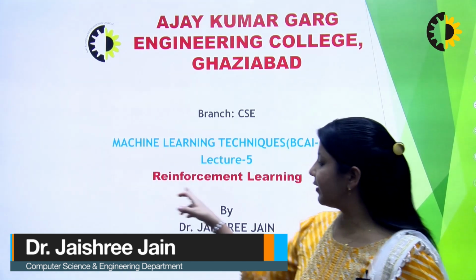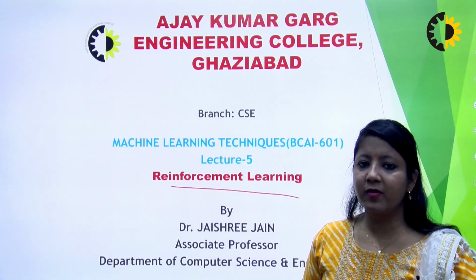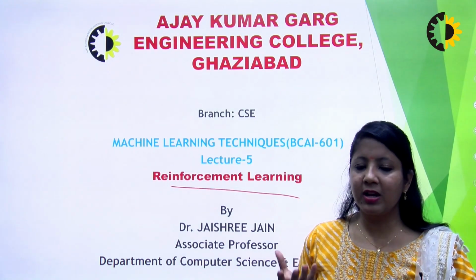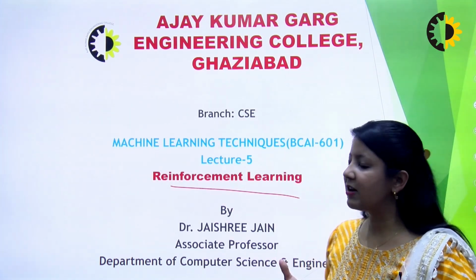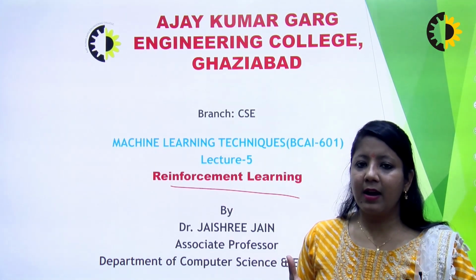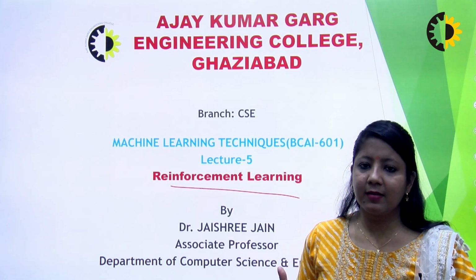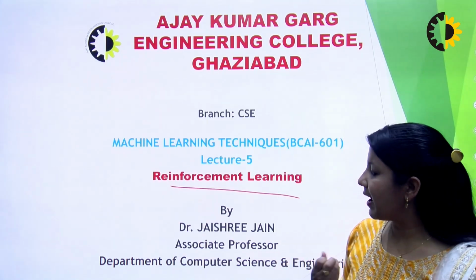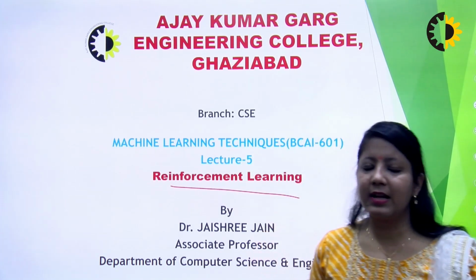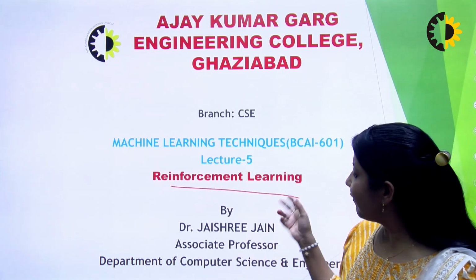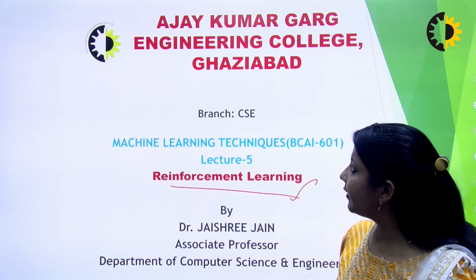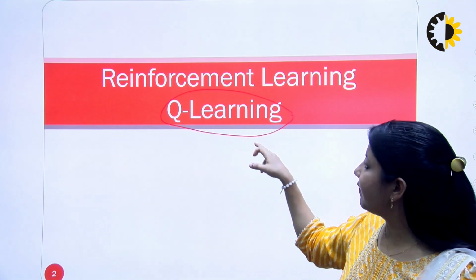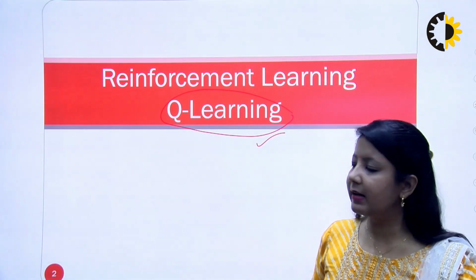So today we will learn about the topic that is reinforcement learning. So what is reinforcement learning? This is a machine learning technique in which we use agent based learning, and this learning is actually used in gaming or in robotic systems. So we can apply this kind of learning in real time systems. We have to just understand what is reinforcement learning. And Q learning is the algorithm which is used in reinforcement learning.